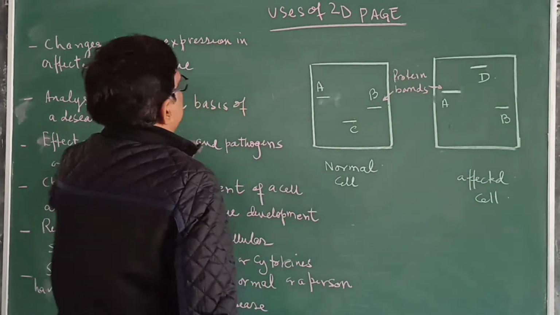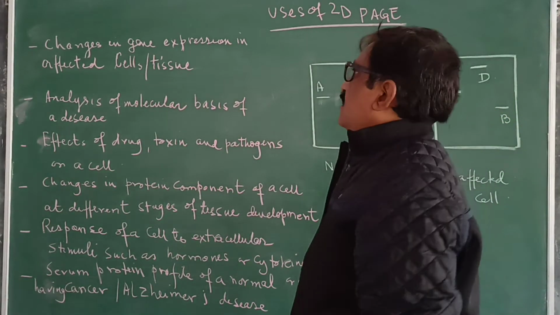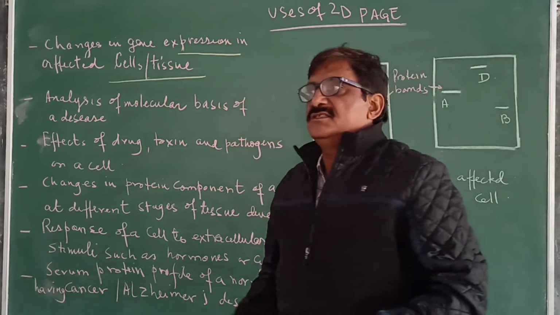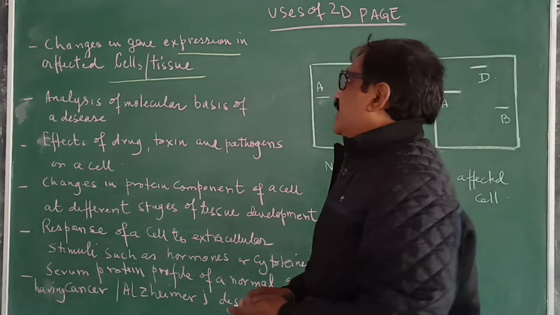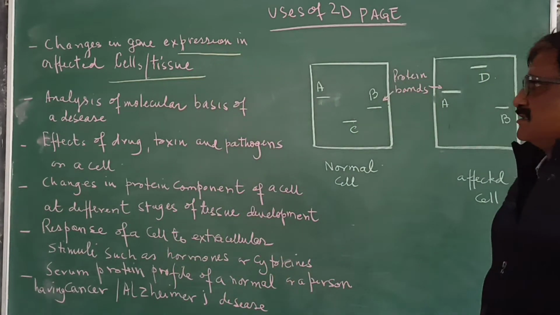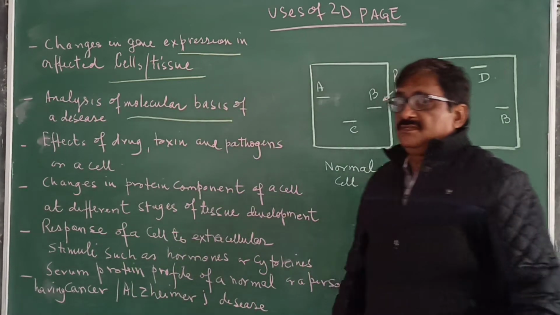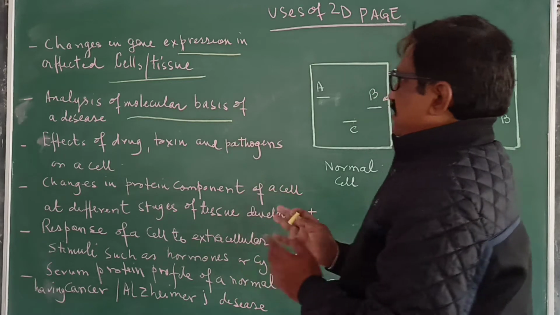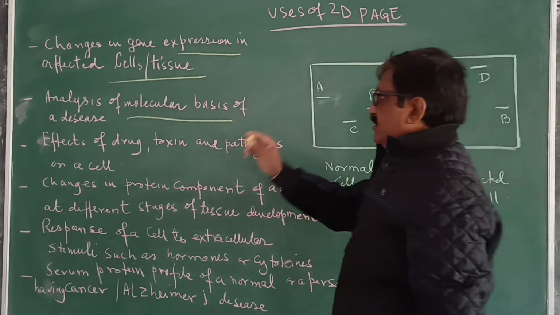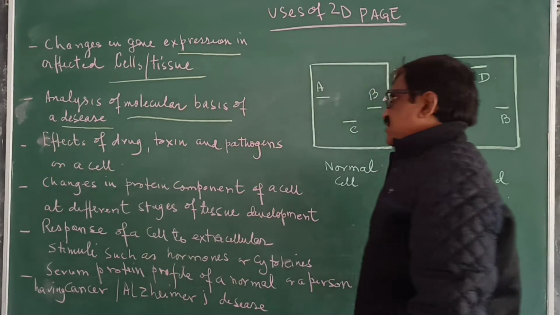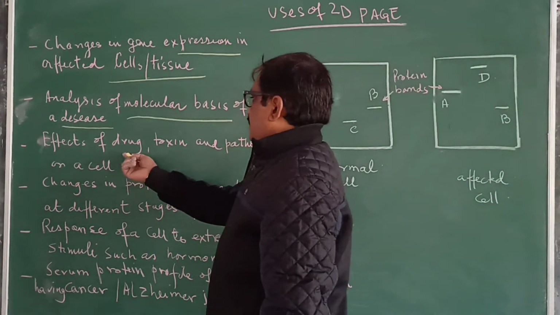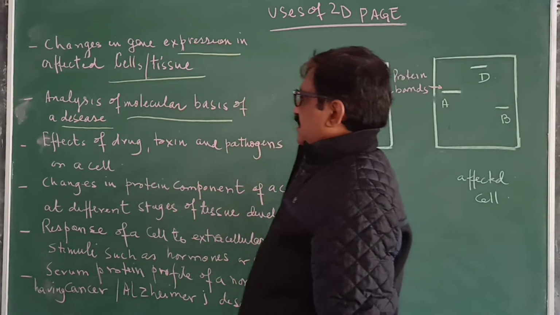So 2D PAGE is used to study the changes in gene expression in affected cells. The changes in terms of protein that take place in affected cells can be studied by 2D PAGE. And by doing so, we can analyze the molecular basis of a disease. By analyzing the molecular basis of the disease, we can observe the effect of drugs, toxins, and pathogens on a cell.